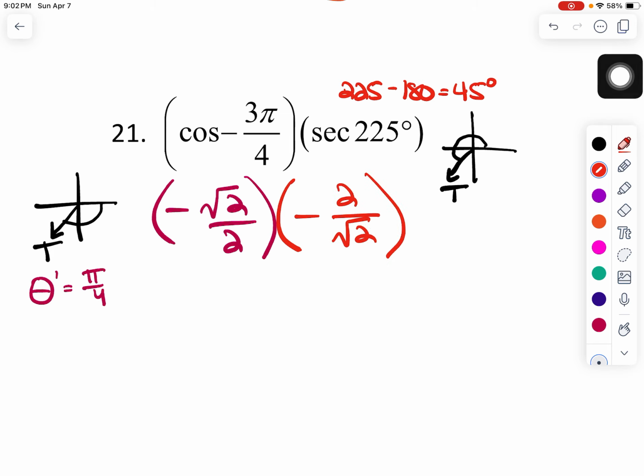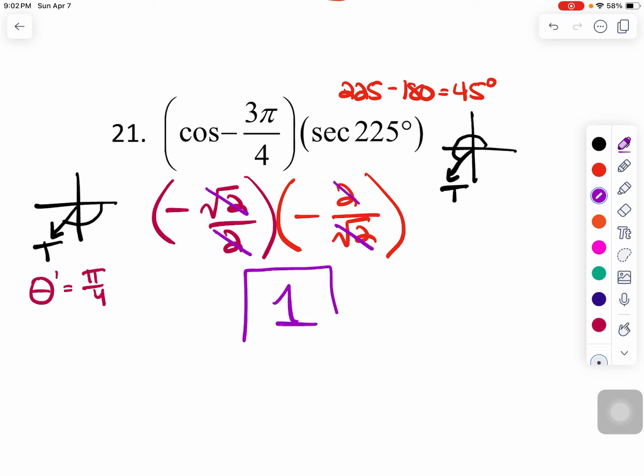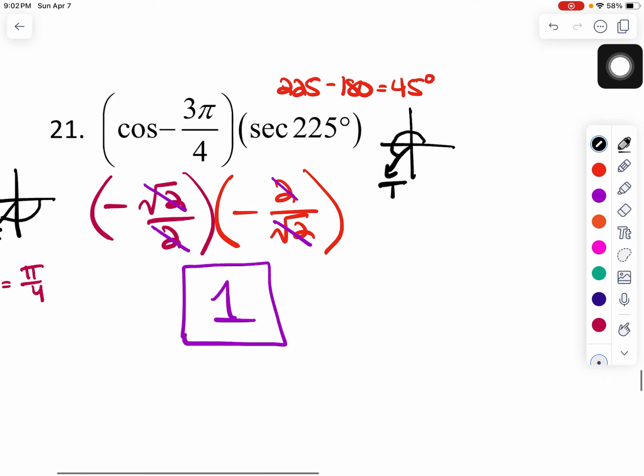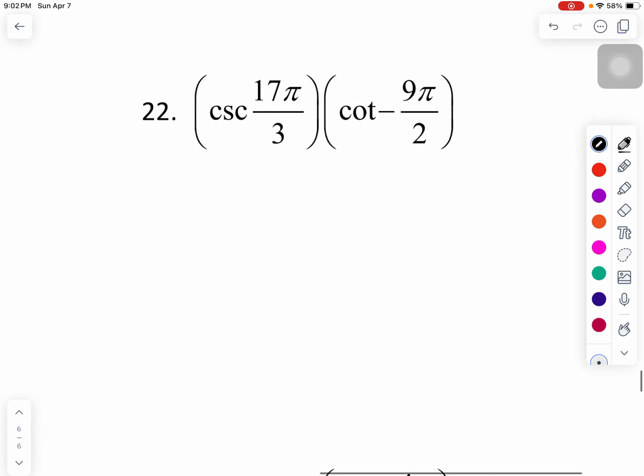Now there's a method to my madness. I did not rationalize that because I looked at what I was dealing with here, and if I recognize the root 2 here and the root 2 here will cancel, 2 and 2 will cancel, and negative times negative is a positive, so this whole mess just turns into 1. Now, in a different problem, you might need to rationalize this. You'd need to see what's going on, okay? So 21 is done. I'm going to slide on over to number 22 and keep doing the same thing.